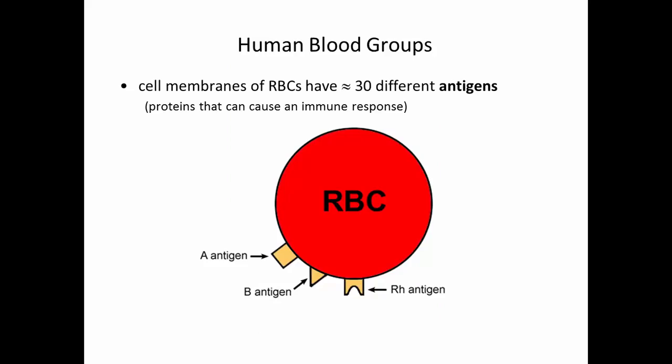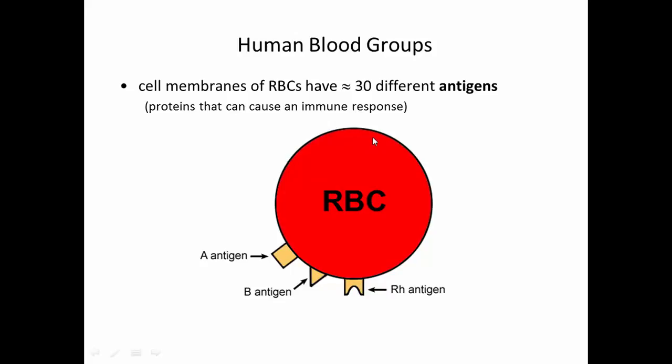The last section that we're going to do is about human blood groups. If we look on the outside of red blood cells, the cells are covered with proteins. And we call these proteins antigens because if we put those proteins into somebody else's blood, that person could have an immune response or an allergic type of response to those proteins. So that's what an antigen is. It's a protein that could cause an immune response.